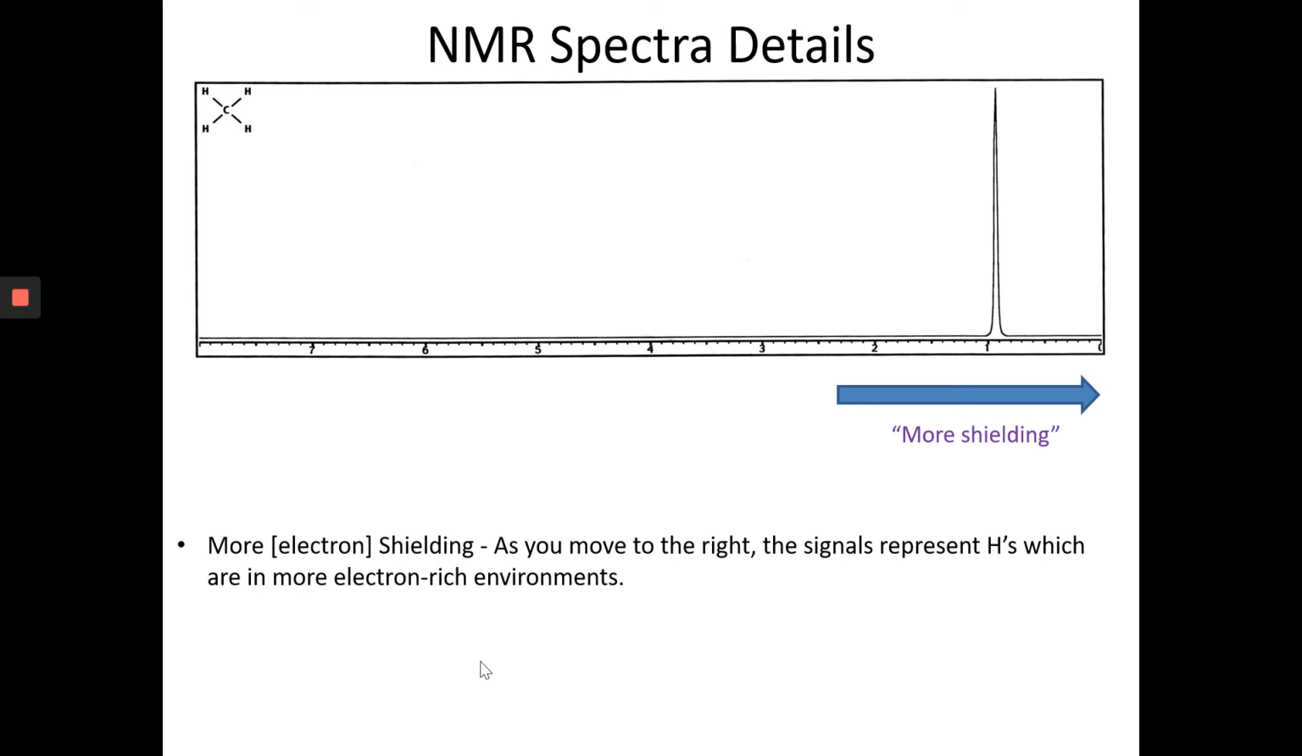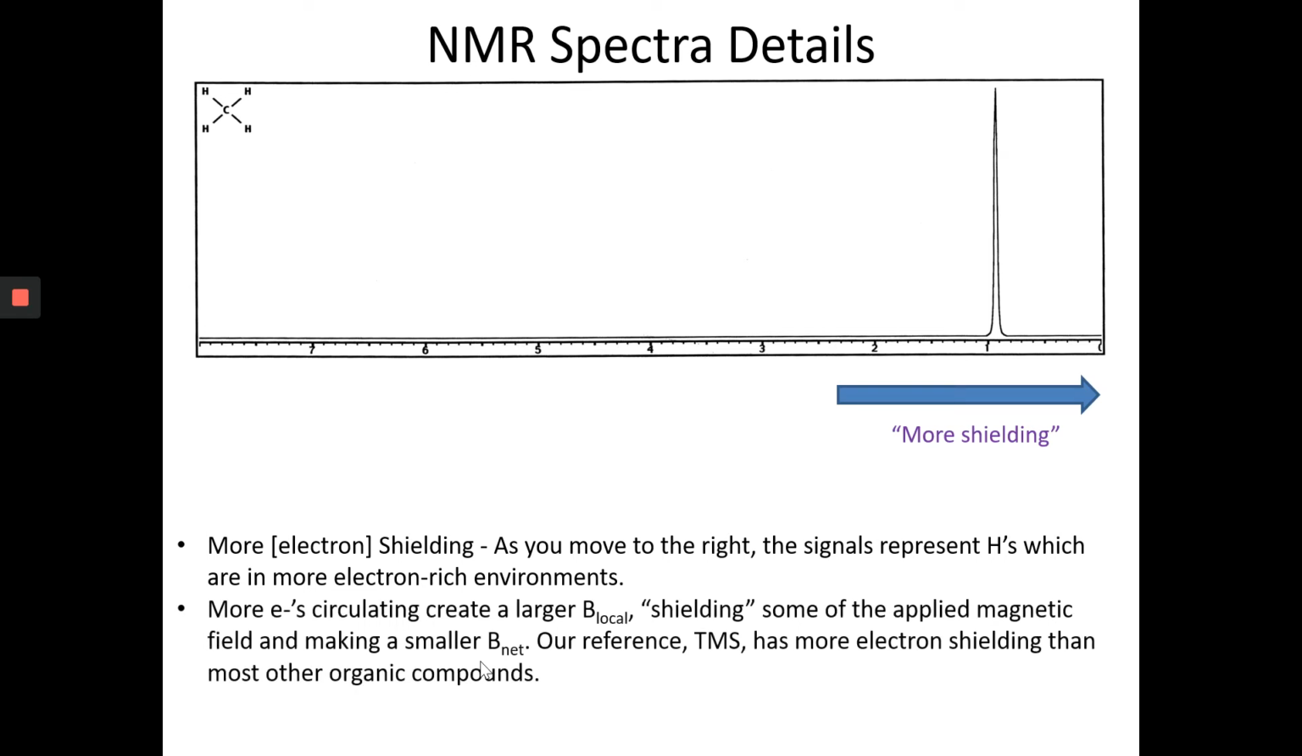When those electrons zip all around, they're creating a bigger B local, and that B local cancels out some of the B applied to make the B net smaller. Right? And here's what I just said: as you have more electrons spinning around, it will shield some of the applied magnetic field because B local is bigger and therefore B net is smaller.